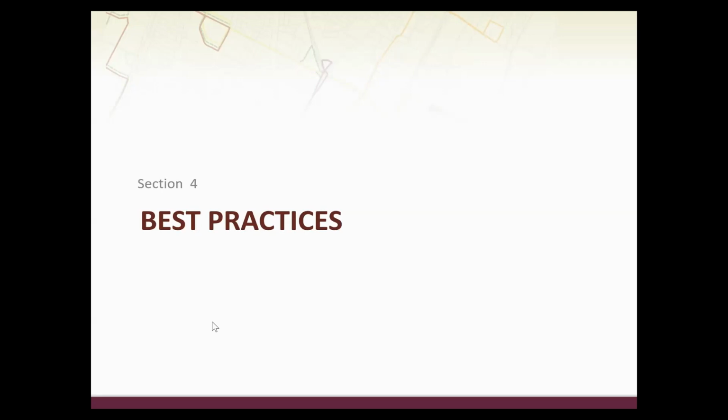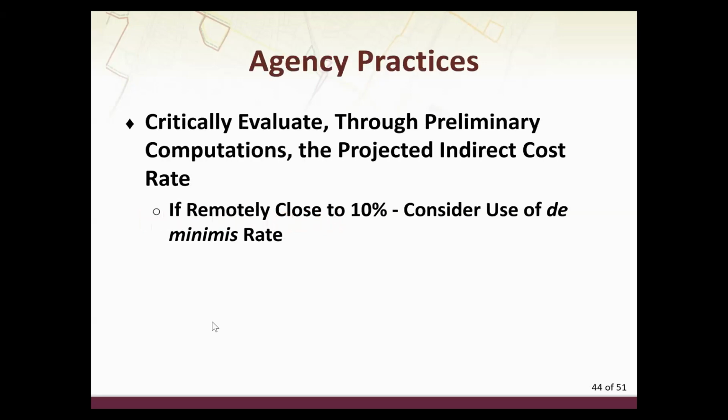So in my final 10 minutes here, let's focus on a couple best practices, and I'm going to target these first at the transit provider or agency level, and then I'm going to close with some state DOT practices. And my first bit of advice is to critically evaluate through computational steps what you project your indirect cost rate would be. Use your accounting records to develop the A over B methodology.